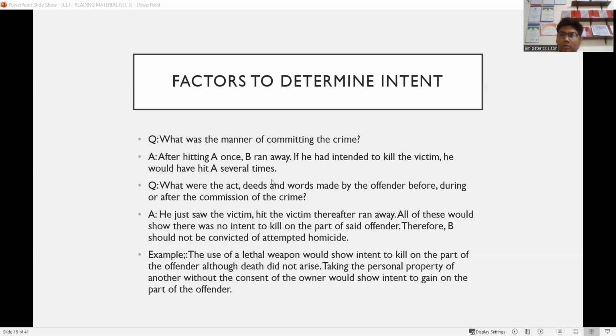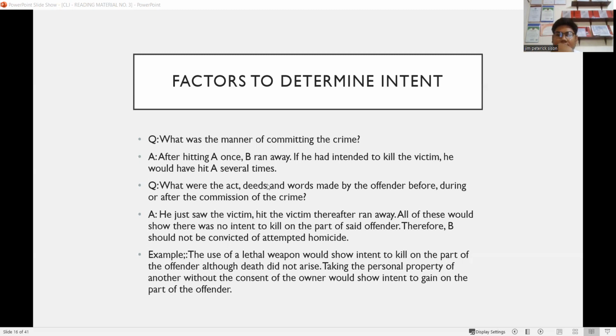So, what was the manner of committing the crime? After hitting A, B ran away. If he had intended to kill the victim, Mr. A, he would have hit A several times in the head. For example, he had the chance to keep hitting, but then he ran away. There were no such wounds; A sustained a wound only from his first hit.